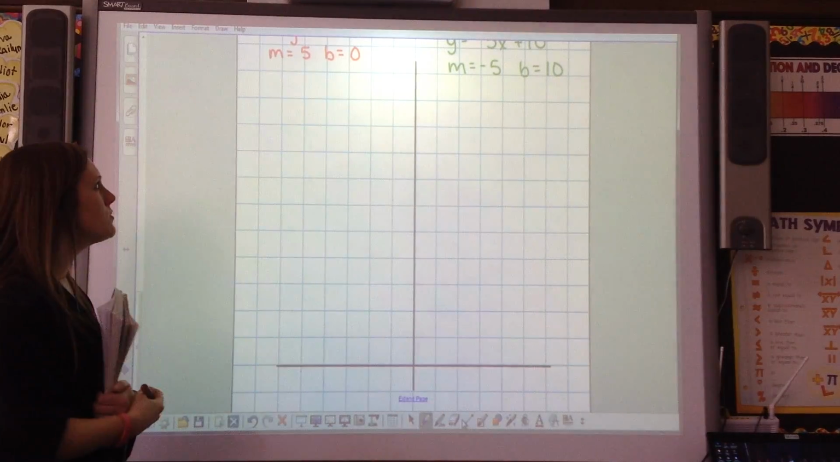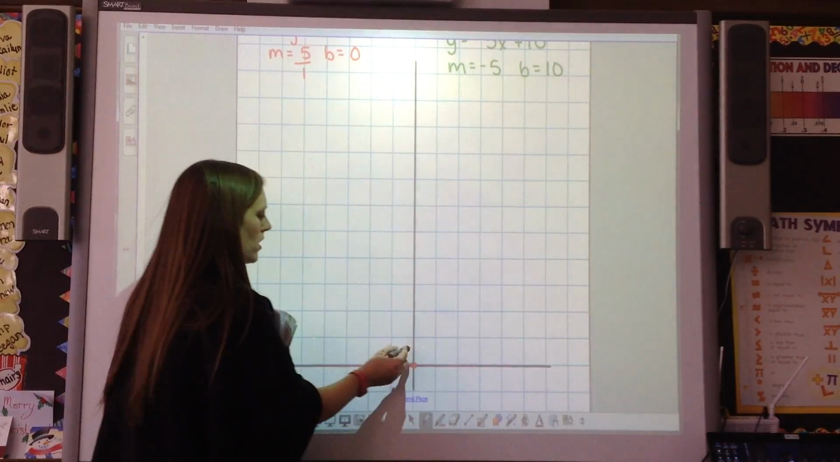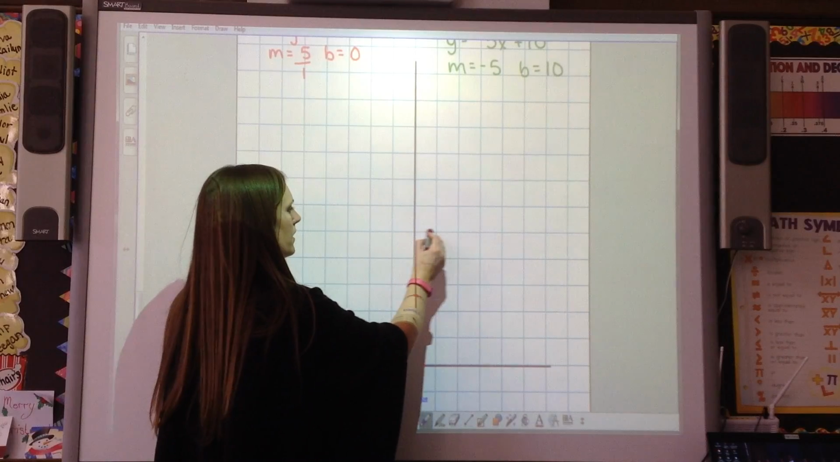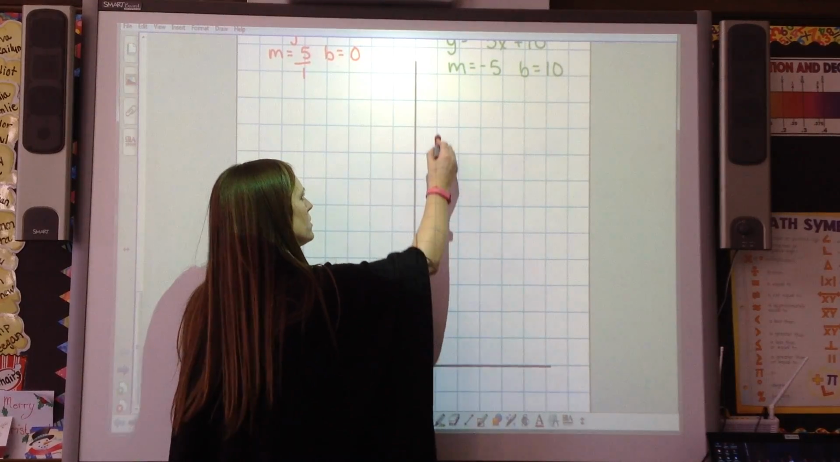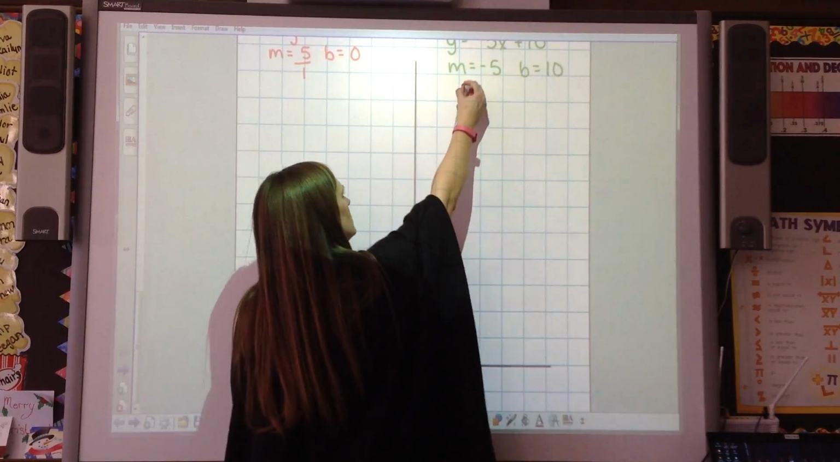Start with the red equation. We start at 0 on the y-intercept, and our slope is up 5 to the right 1. 1, 2, 3, 4, 5. Using that straight edge always.